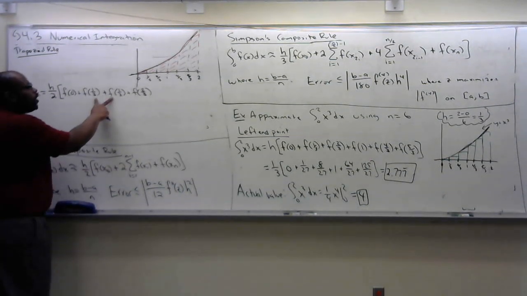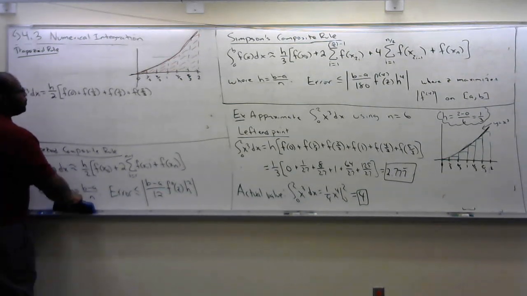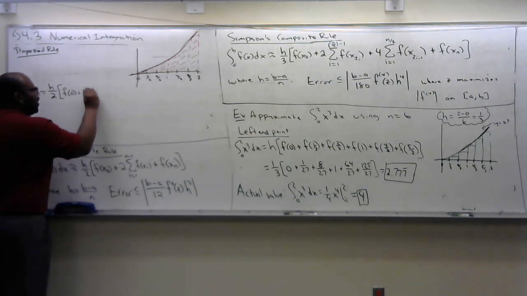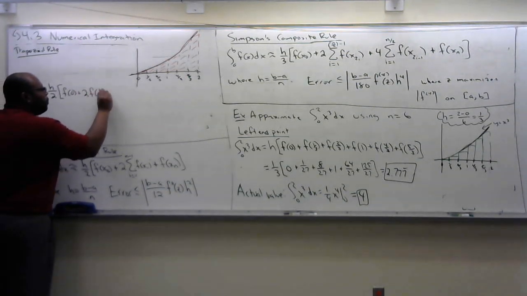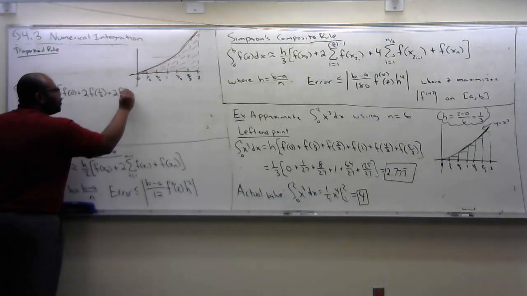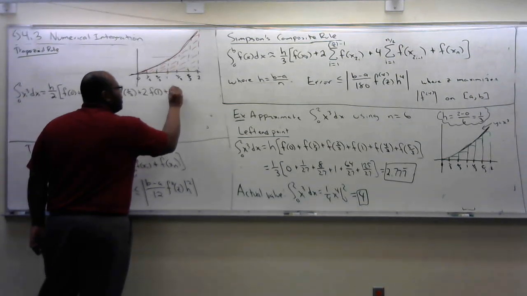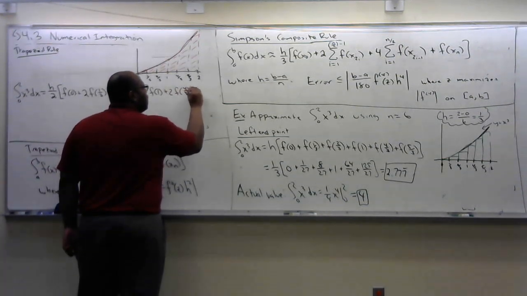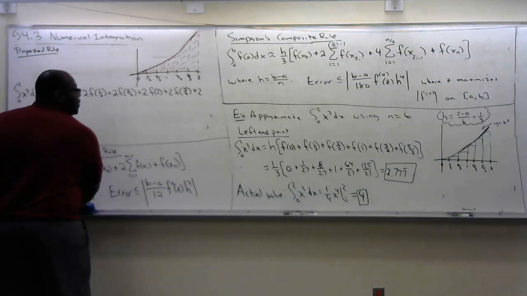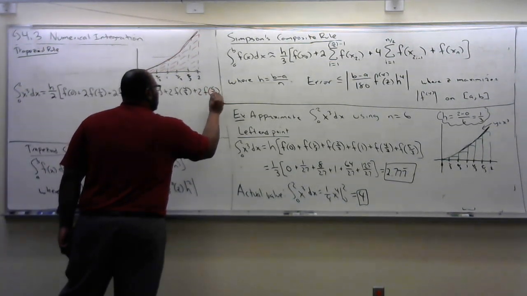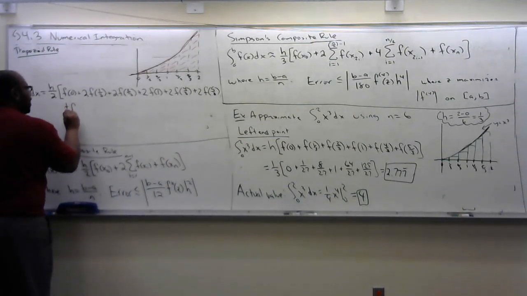I know that these 2 points are being used twice, right? So why do I write them both twice? I should just do 2 times f of 1/3. So that's what I'm going to do. I'm going to go back and I'm going to say, okay, this is 2 times f of 1/3 plus 2 times f of 2/3 plus 2 times f of 1 plus 2 times f of 4/3 plus 2 times, and I still ran out of space, f of 5/3 plus f of 2.